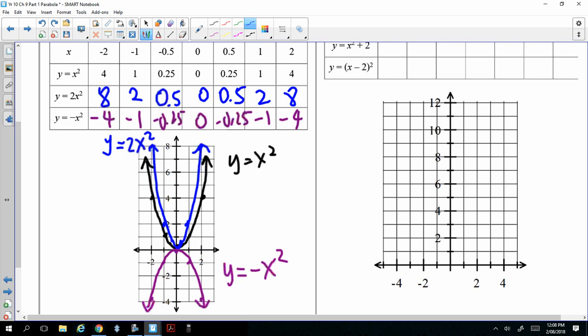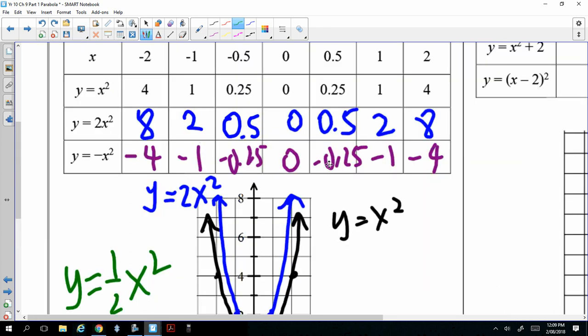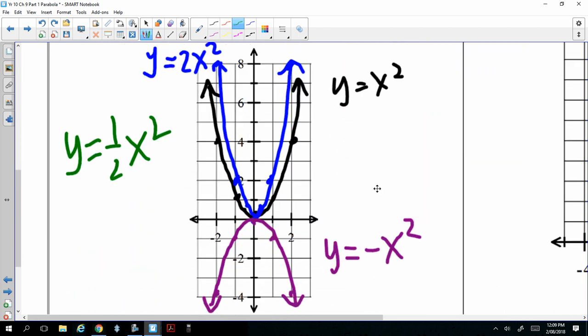And if you want, you should also draw another one. Let's draw one with y equal to half x squared. It's going to be wider if the number gets smaller. So let's try to do that, half x squared. It gets half of the black parabola, like this. So it gets wider.